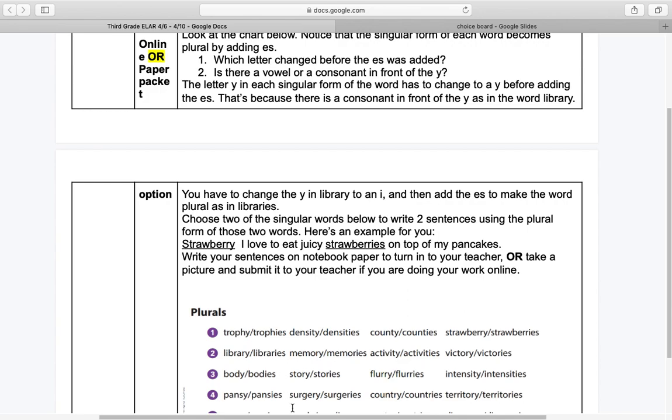Okay, so do y'all see that most of these singular ones end in Y, right? So what is the rule? If there's a Y at the end, you drop it and add I before adding ES.